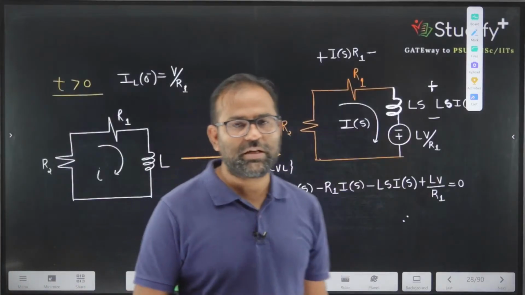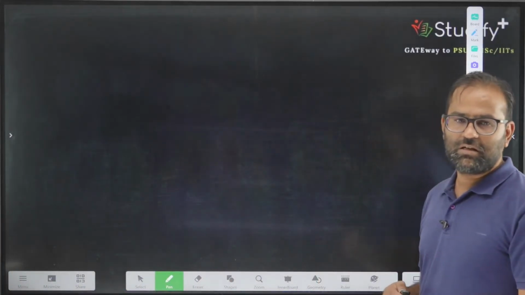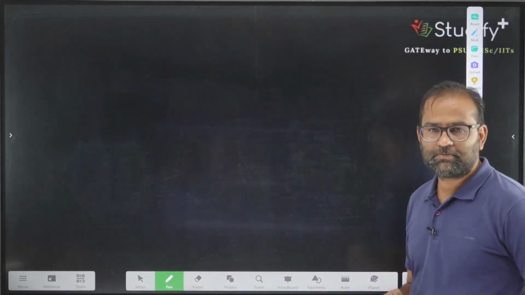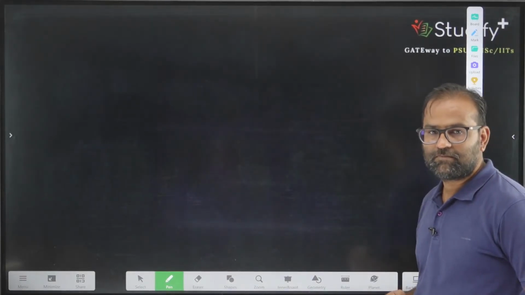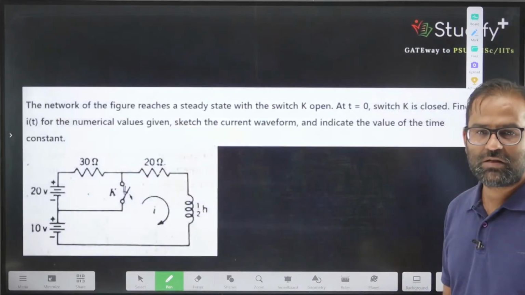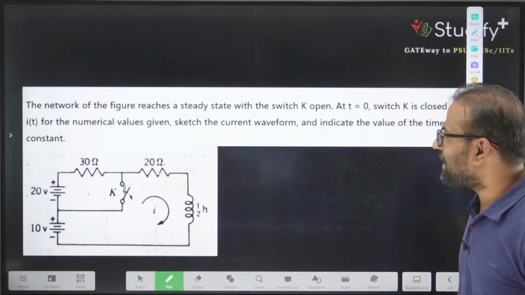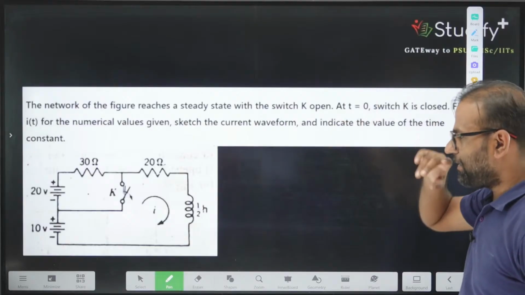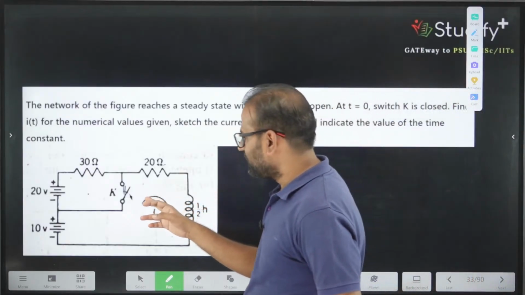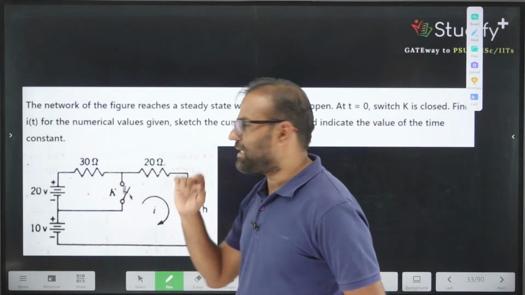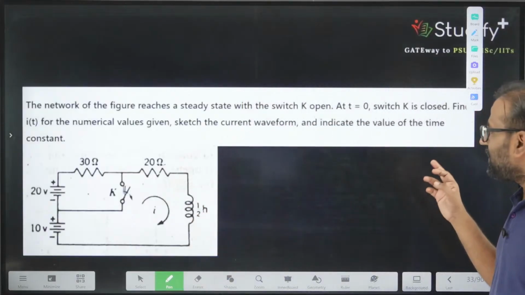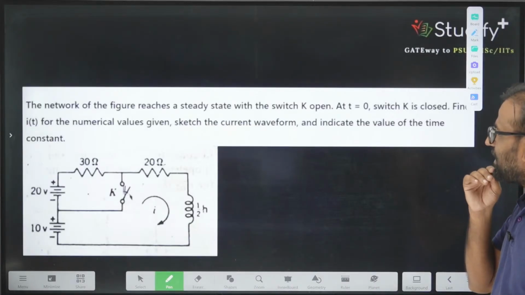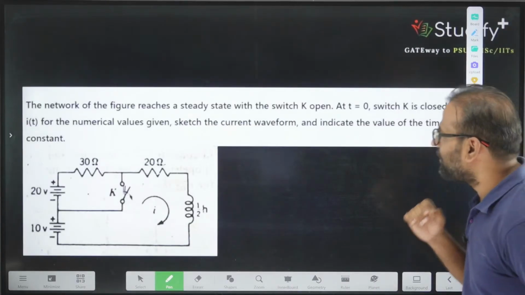What is the next question? The next question in the Laplace transform of the circuit is this. Okay, let's take one more question. And what this question is saying, the network of the figure is in a steady state with the switch K open. When switch K is open, the network has achieved the steady state. The switch K is closed, I of T for numerical values given. Sketch the current waveform and indicate the value of constant.